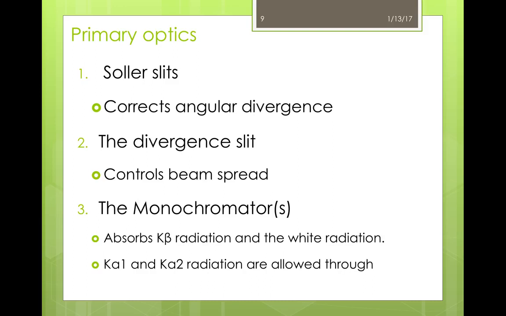This only allows K alpha 1 and K alpha 2 radiation to pass, and it filters out any of the white radiation or the K beta radiation. The monochromators, much like the divergent slit, greatly increase the resolution of the data that is collected.